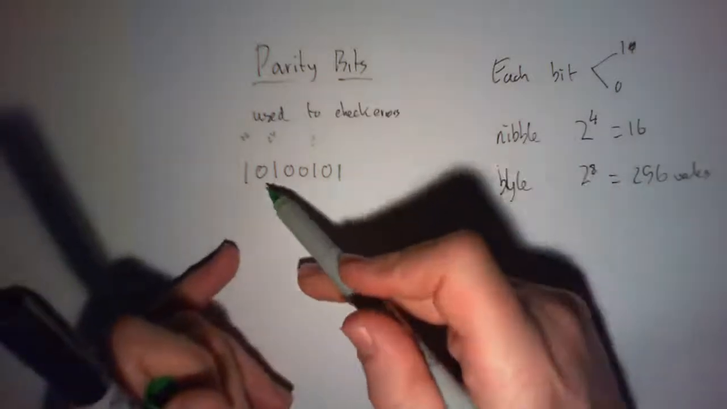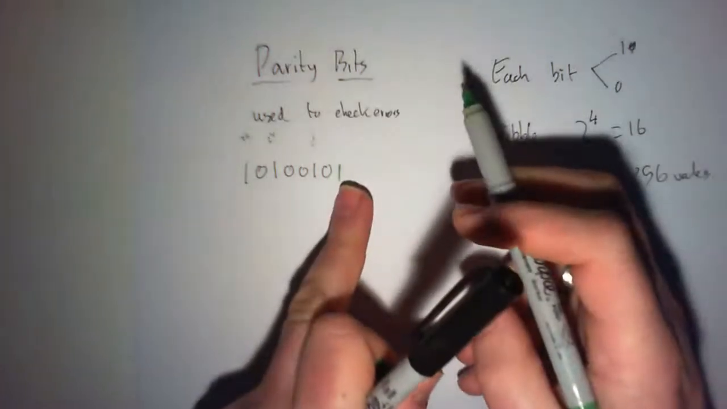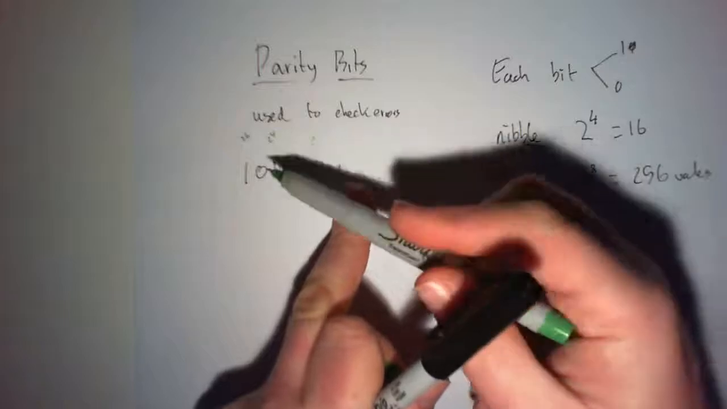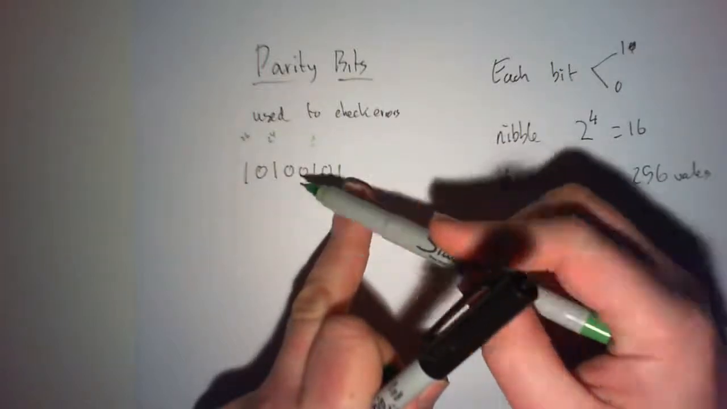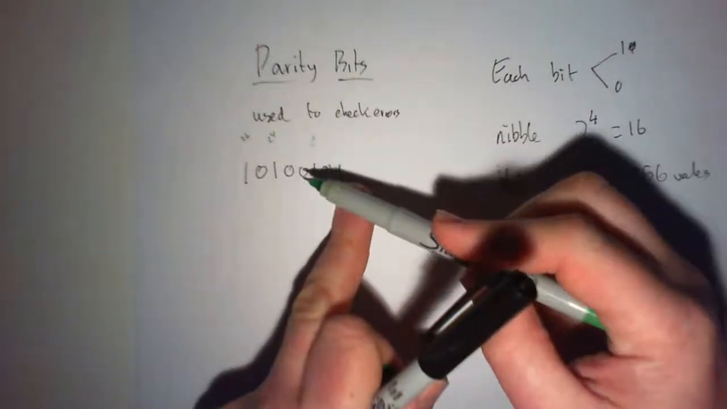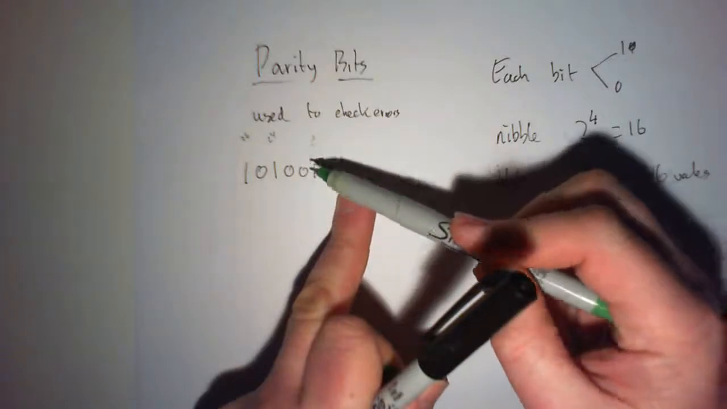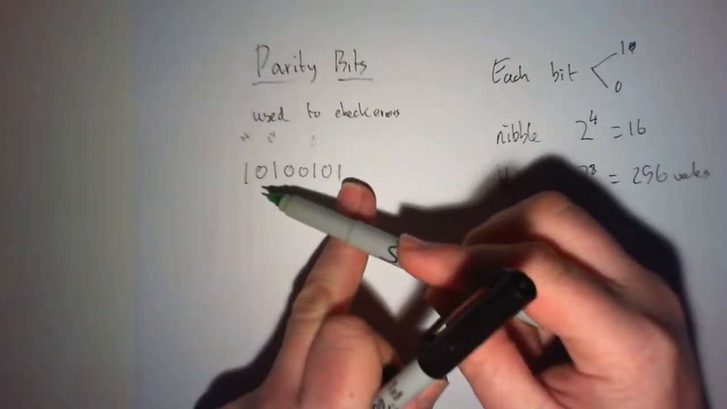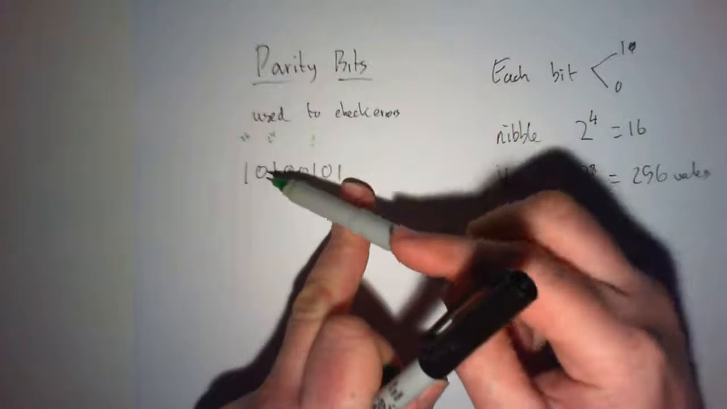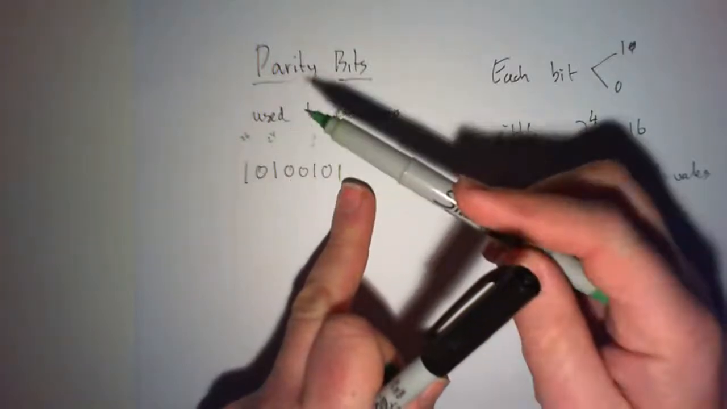So when the computer reads it, it reads this one, and if it sees that it's a 1, then there should be an odd number of 1s there. Okay, it won't know how many there is, but there should be an odd number. So it's a way of checking to make sure the right number of 1s have come through.